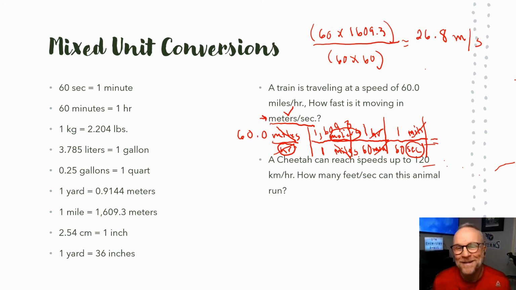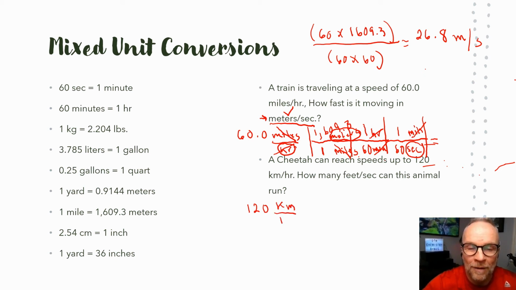All right. So in the next problem, we've got a cheetah. When I worked this out, I thought, man, oh man, that has got to be wrong because it is so incredibly fast. I double checked myself and my math was right. So you got a cheetah, and the cheetah is running 120 kilometers per hour. Okay, and the question is, how many feet per second is that cheetah going?